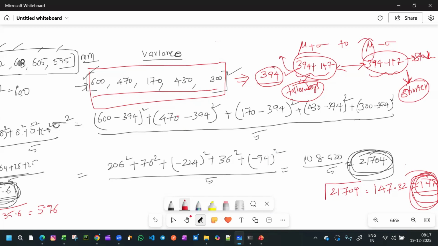Variance just indicates that a higher number of variance means the deviation is much, and a lower number of variance means the deviation is small. But the standard deviation value we are going to use in many places in the distributions actually. So is it clear so far? Variance and standard deviation.